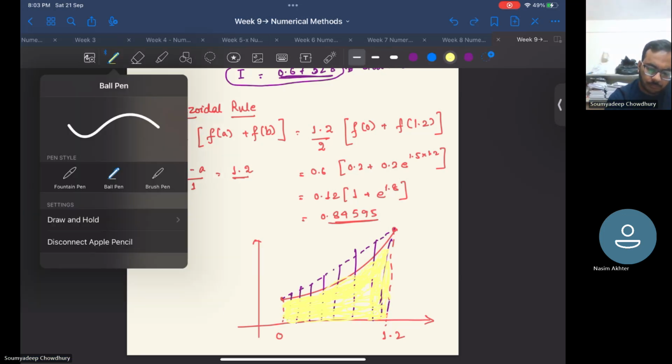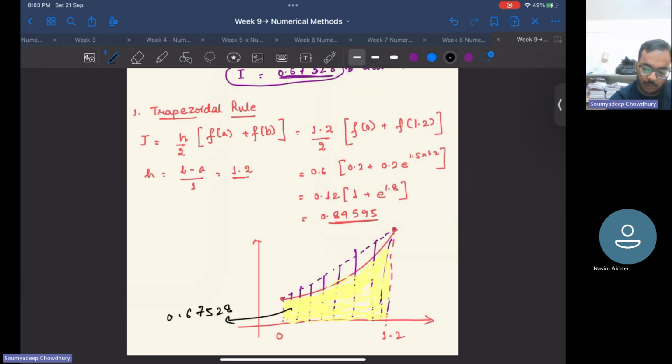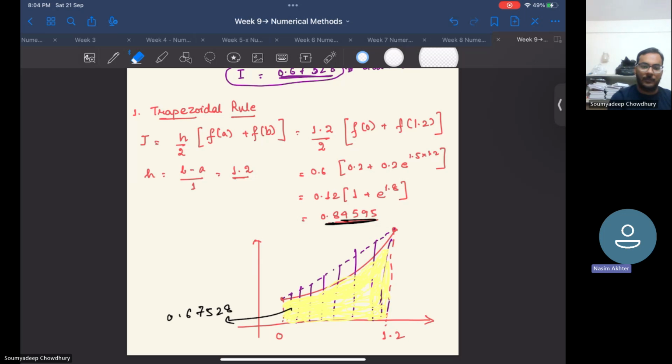This value is actually what we got analytically, 0.67528, whereas the total one, that is this one, 0.84595. So you can understand that using the normal trapezoidal rule, we are getting a lot of error because the function is not linear and you are forcing it to be linear. So obviously there will be a lot of error, right? Is it clear? Yes, clear.